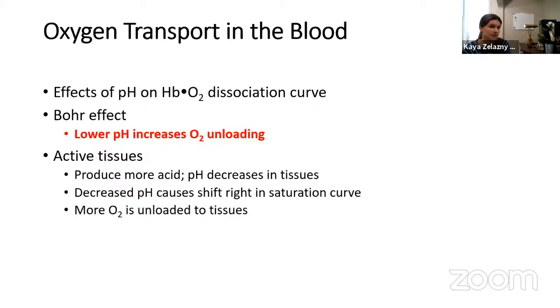This is neat because one of the places we're going to see this is in our active tissues, right? Our active tissues actually produce more acid. So our pH is going to be lower in the tissues than it is in the lungs. So this decreasing pH causes a shift to the right in that saturation curve, meaning that oxygen is unloaded more easily, meaning we can get that oxygen into the tissues.